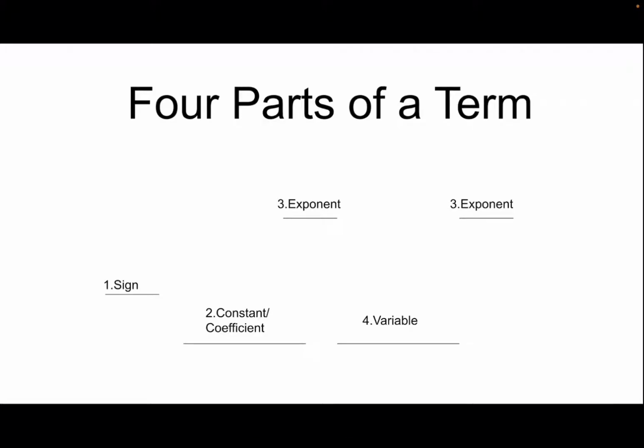Okay, so we're going to study about terms today. And for a term, there are four parts. You have the sign, then you have where the number goes, which is called a constant or a coefficient. So that's how we're going to refer to them. And I'll explain what the difference is between a constant and a coefficient later. Then you have the variable, which is usually represented in math as a letter. And then for each constant and coefficient, or for each variable, you have an exponent, okay?